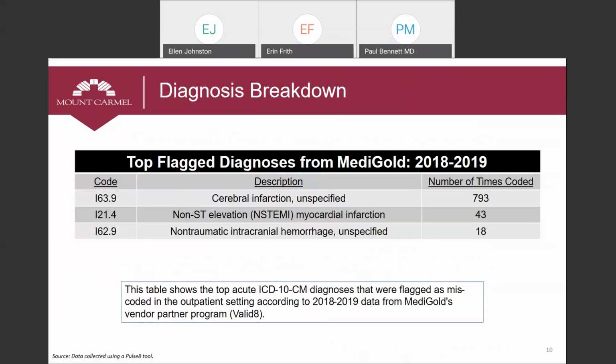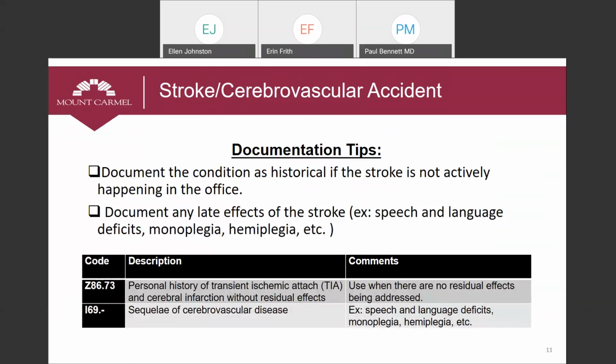Using medical data, we put together a table of the diagnosis codes most commonly miscoded. These codes primarily should be used in a hospital setting and are unlikely to be appropriate in the outpatient setting. At the top of the list, we have unspecified cerebral infarction, followed by non-ST elevation myocardial infarction, and non-traumatic intracranial hemorrhage, unspecified. In most cases, when a stroke is chosen, it is not actively happening in the office.